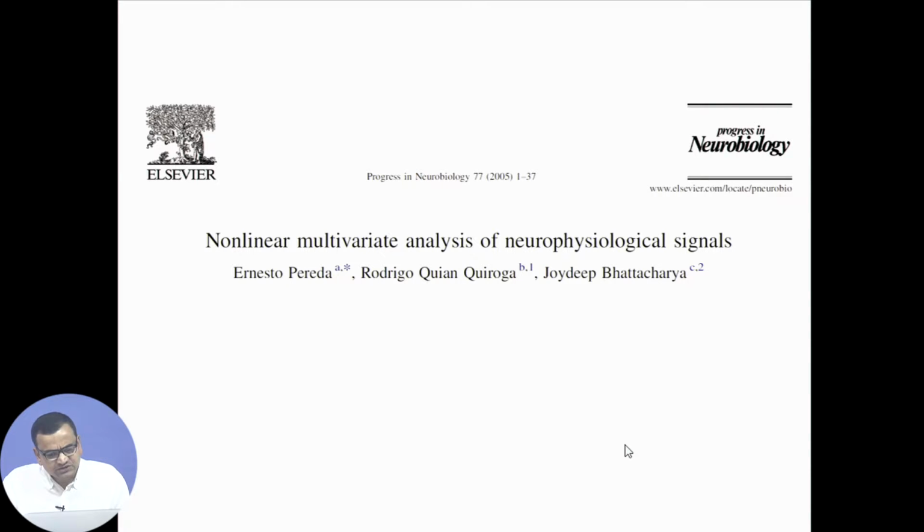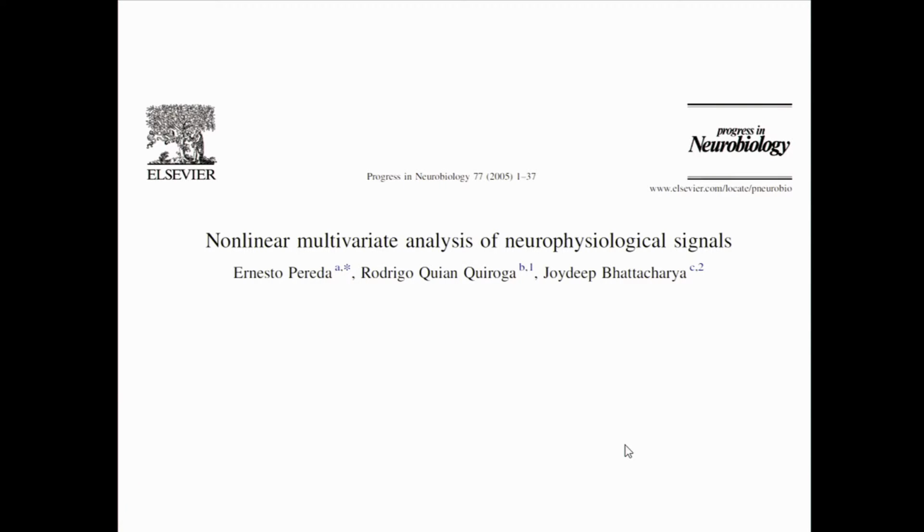I put this paper here, as I also mentioned this morning. It is one of the first of its kind to give a reasonably comprehensive overview, at the time it was published, of the different methods of functional connectivity analysis for EEG and MEG signals.